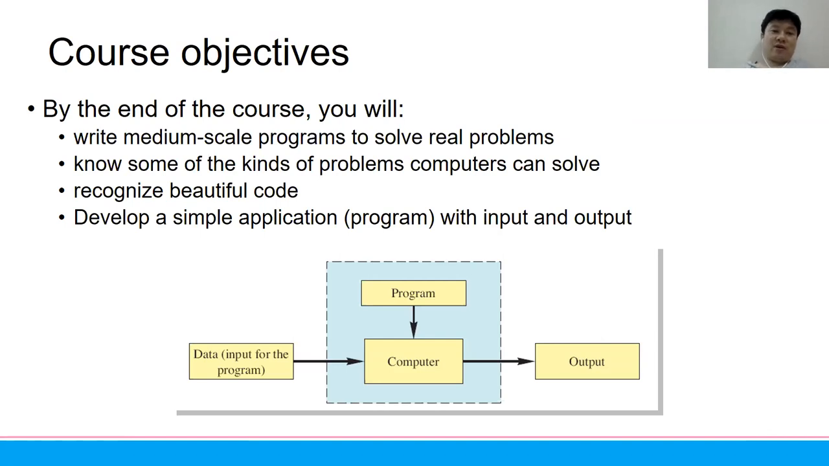You need to know some kind of problems computers can solve, and I hope that you can make beautiful code. What is beautiful code? It is just related to how you can make tidy code, and how you can develop a simple application or program with input and output. You know the input and how you can produce the output.